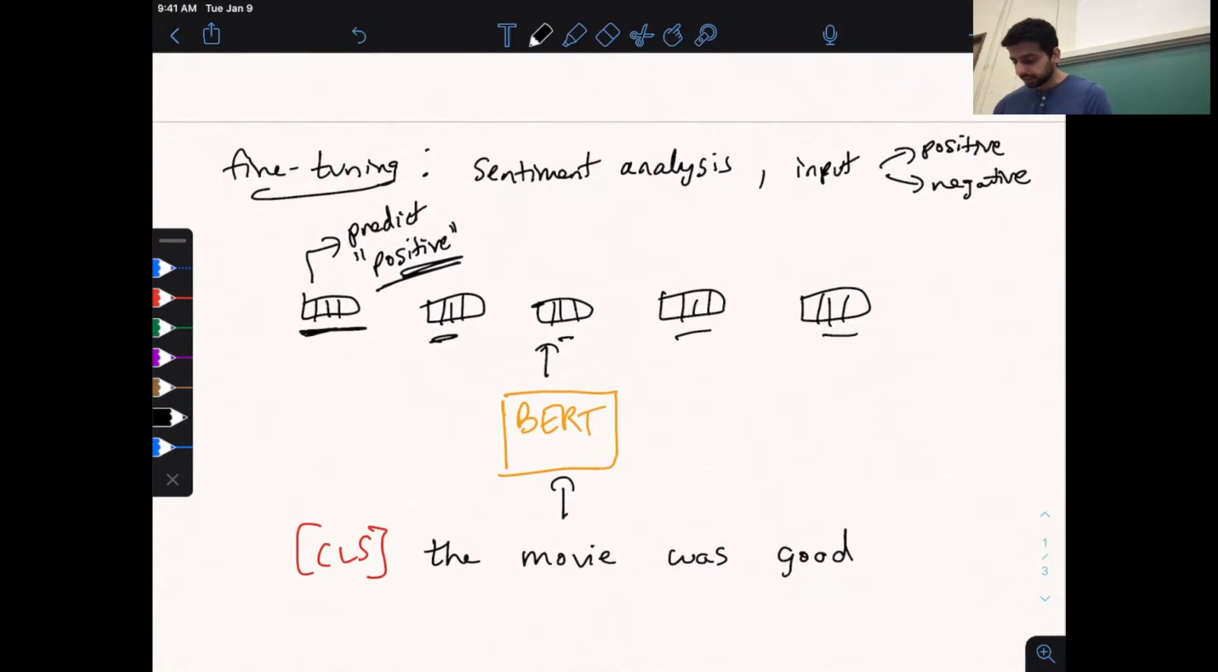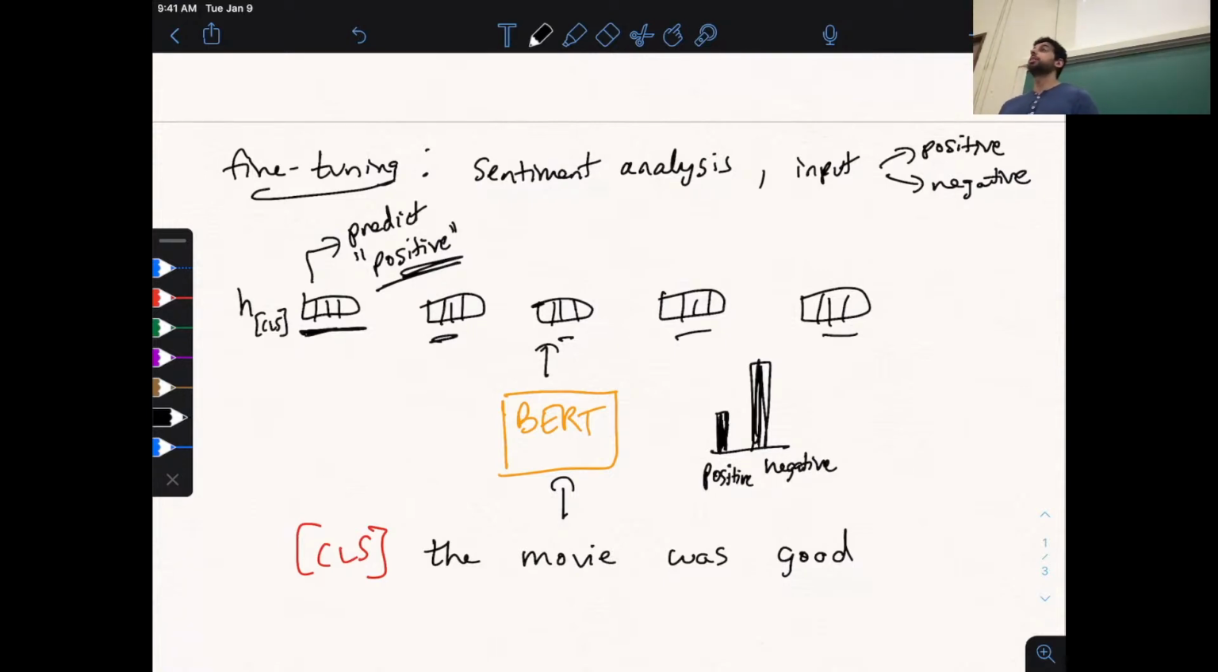So just to be clear, let's call this representation H of CLS. So we are interested in coming up with a distribution over positive and negative.